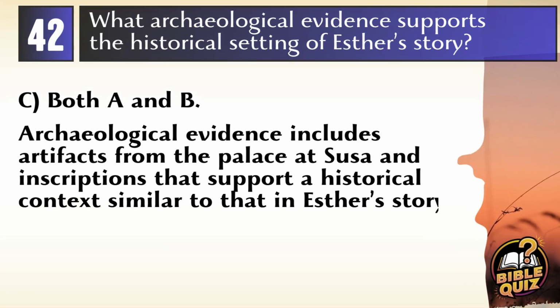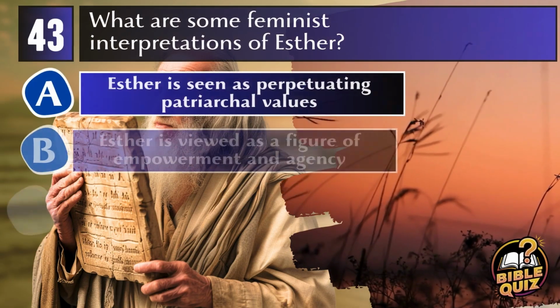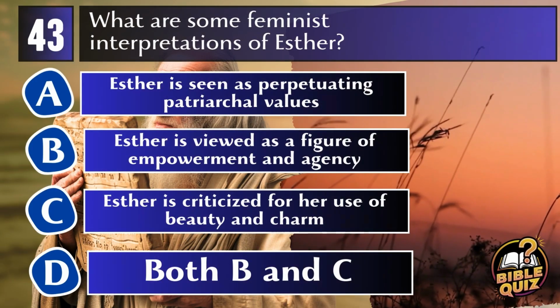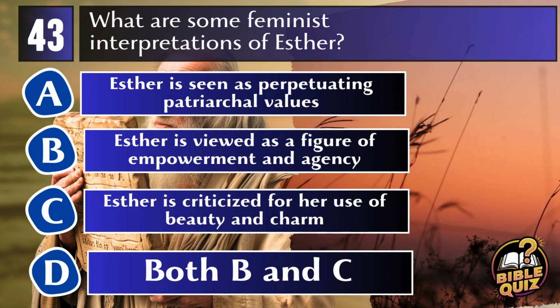Answer C. Both A and B. Archaeological evidence supporting the historical setting of Esther's story includes artifacts from the palace at Susa and inscriptions that help corroborate the existence of a king like Ahasuerus. Question 43. What are some feminist interpretations of Esther?